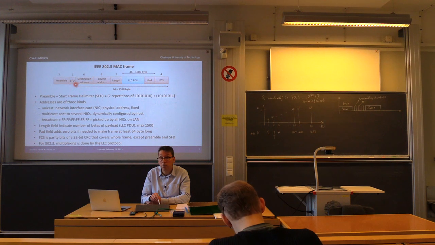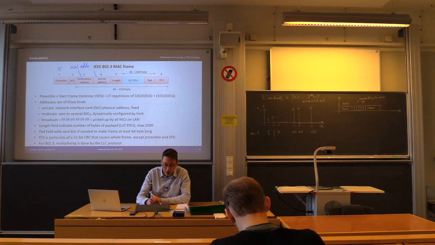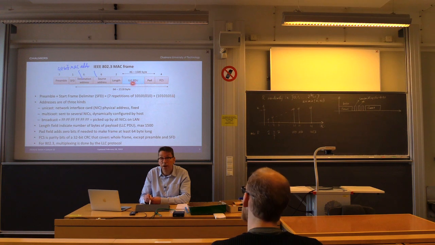That now the frame starts, in the sense that the next 6 bytes here are the destination address, and the next 6 bytes are the source address. So the destination and source addresses here are MAC addresses, and they are 48 bits long each, right? 6 bytes is 48 bits. And then there is a length field, and the length field tells us the number of bytes in the payload, because this could vary.